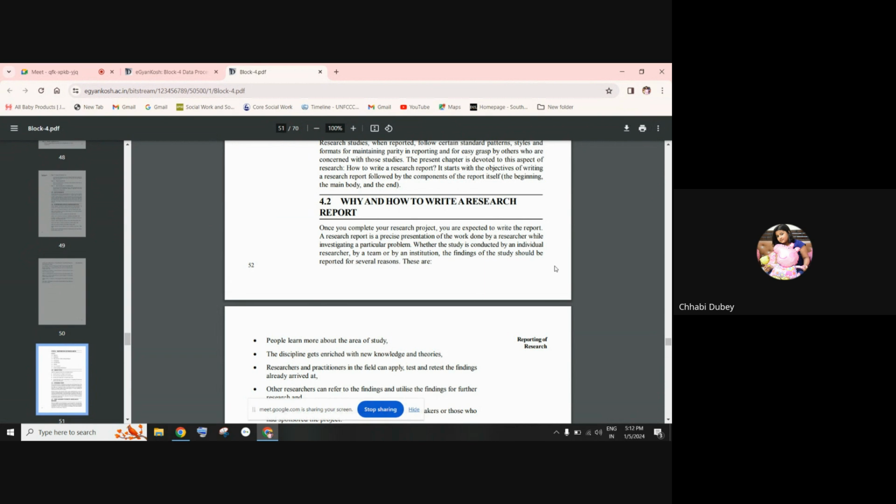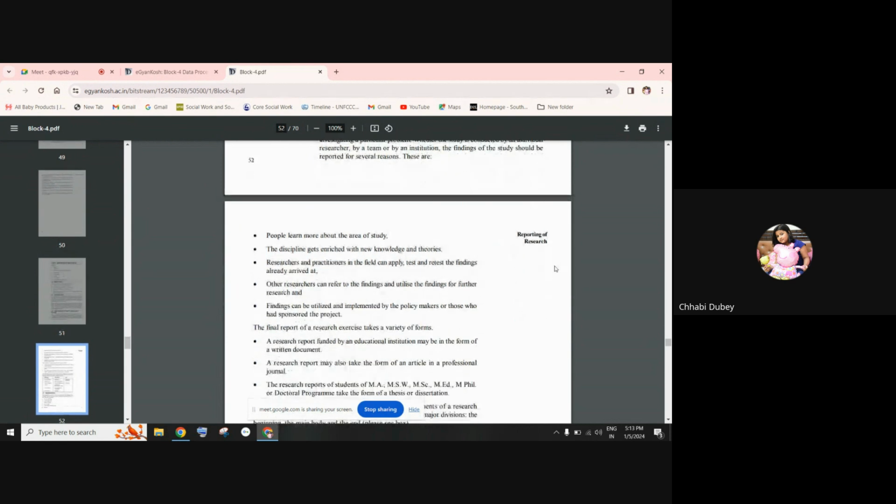The researchers and practitioners in the field can apply, test and retest the findings already arrived at. So whatever findings we have got from our research studies can be used as baseline research for other researchers and practitioners who can carry forth the research in the related discipline, in the related area. Other researchers can also refer to the findings and utilize them for further research.